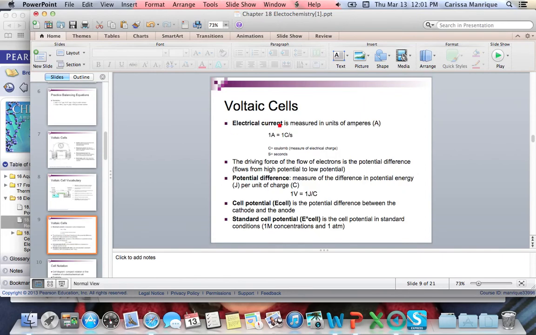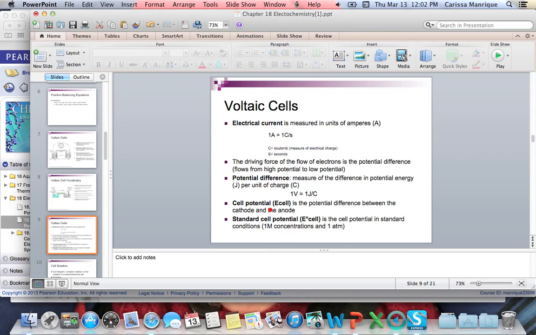You're going to have an electrical current, and that's measured in amperes. This is just your coulombs, which is a measure of electrical charge, per second. So a current is just how many charges per second flow. The potential difference is the difference in potential energy, so what we're looking at is cell potential energy. The voltage is joules per coulomb, so voltage is just the energy you get from the charge. Energy per charge, that's a volt, and that's what we're trying to get.